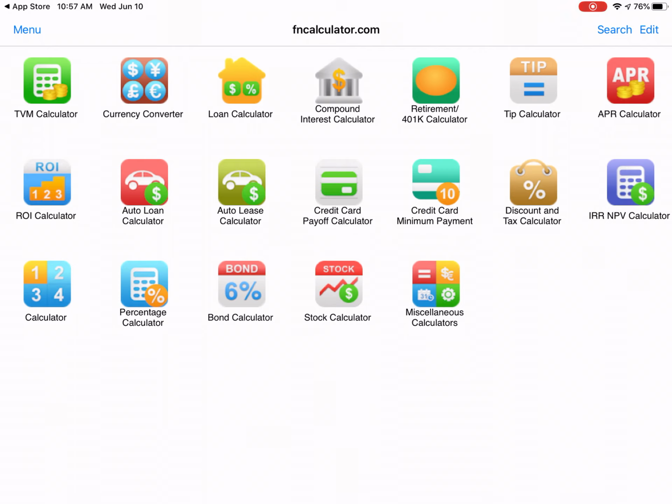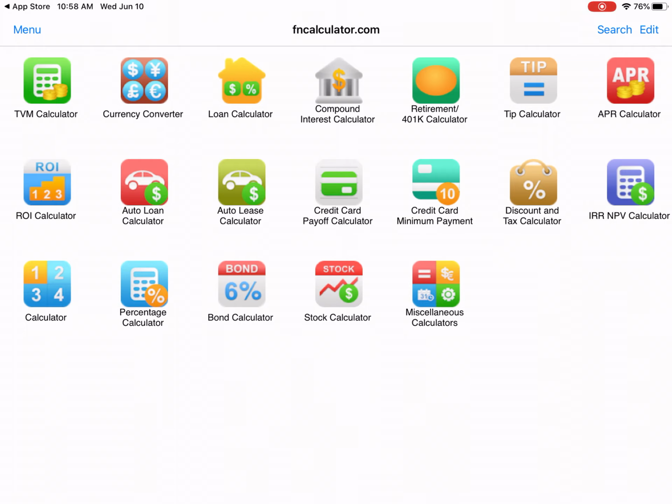Again, it's super helpful. You could get it for your iPhone. I imagine there's probably an Android version of it as well. Anyway, I'm going to use the one in the top left for today's lesson, TVM calculator.